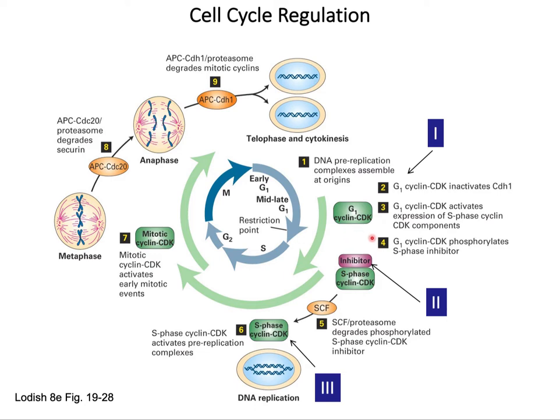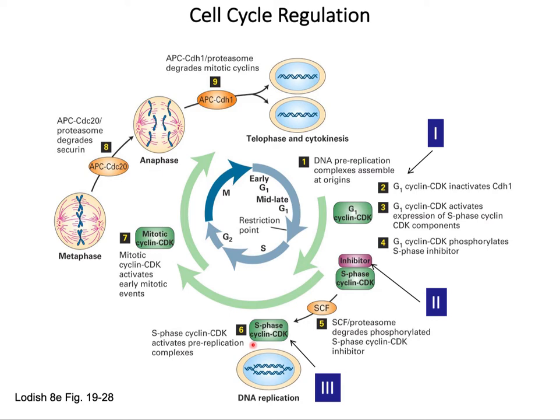Phosphorylation of the inhibitor is a signal for ubiquitination, so ubiquitin groups are added to this inhibitor by the ubiquitin ligase SCF. Just for your information, SCF is named after its constituent proteins, like SKP1, cullin, and F-box protein, but that is not needed for your quiz or exam. Anyway, once SCF ubiquitinates the S-phase inhibitor, it becomes a target of the proteasome and is degraded, as shown here in number 5.